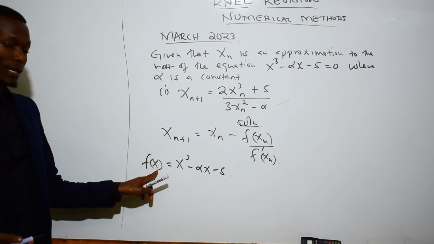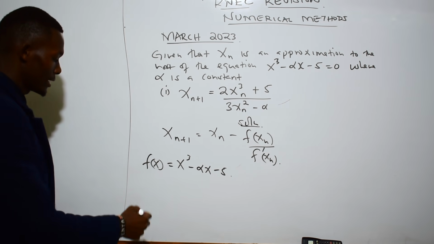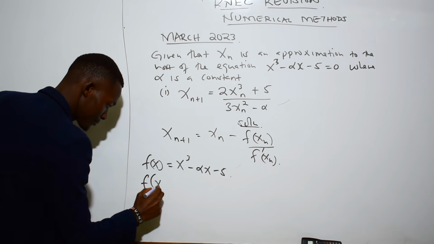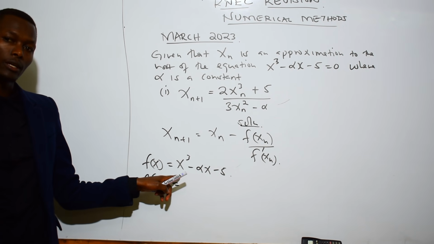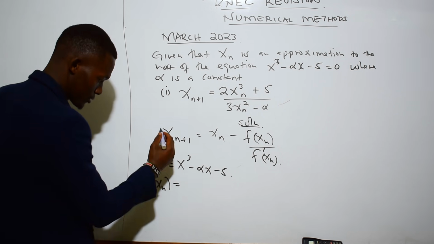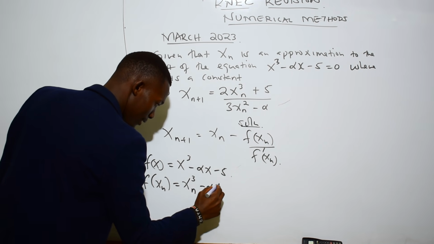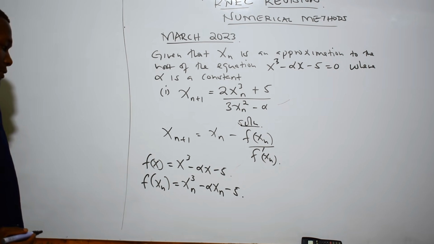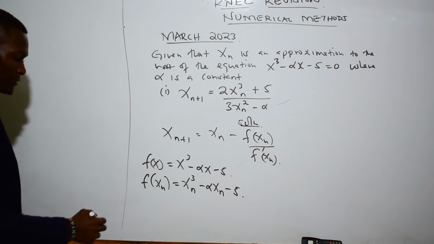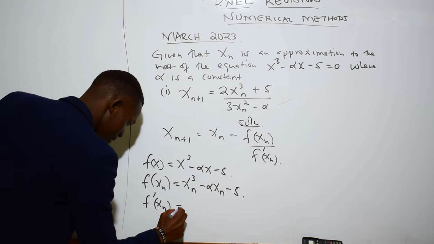Then we replace our value of x and put x with the subscript n. So we have f xn. Everything that has an x, you just put it with the subscript of n. So we shall have xn cubed minus alpha xn minus a constant 5. Then find the first derivative of fxn.